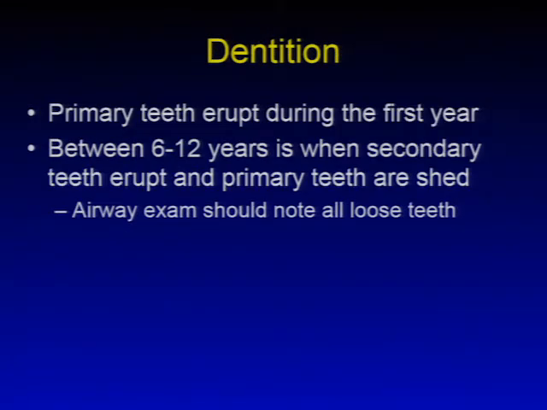Primary teeth erupt during the first year of life, and somewhere between 6 and 12 years is when the secondary teeth begin to erupt and the primary teeth are shed. The airway exam should always note whether there are loose teeth, regardless of age. However, it's very important during the ages of 6 and 12 that there isn't a particularly loose tooth that could be dislodged during the direct laryngoscopy.